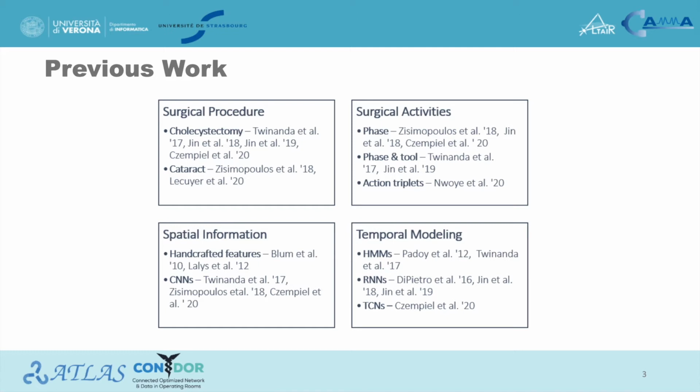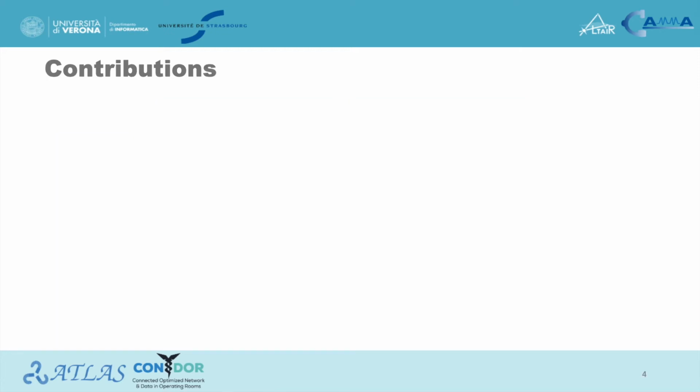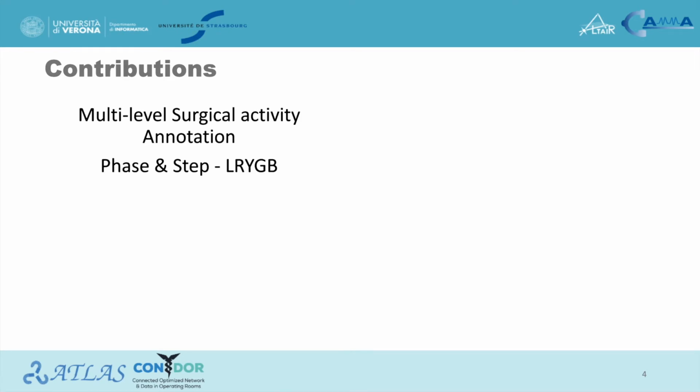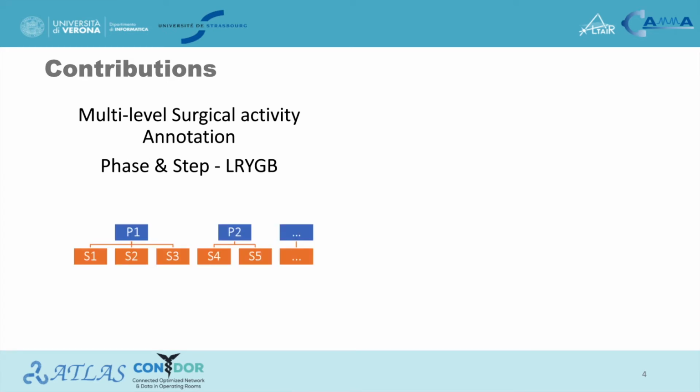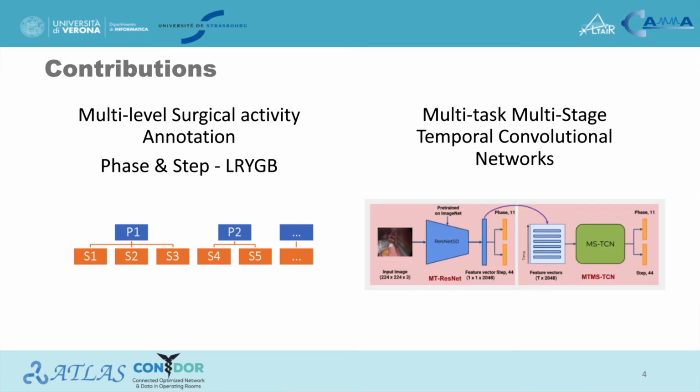Our work focuses on another type of surgical procedure, that is gastric bypass. We target joint phase and step recognition. We make use of CNNs to extract spatial information and TCNs to extract the temporal information. The contribution of our work is twofold. First, we propose a multi-level surgical activity annotation, that is phase and step, for laparoscopic Roux-en-Y gastric bypass procedure. And second, we propose a multitask, multi-stage temporal convolutional network to model jointly both phase and step recognition.